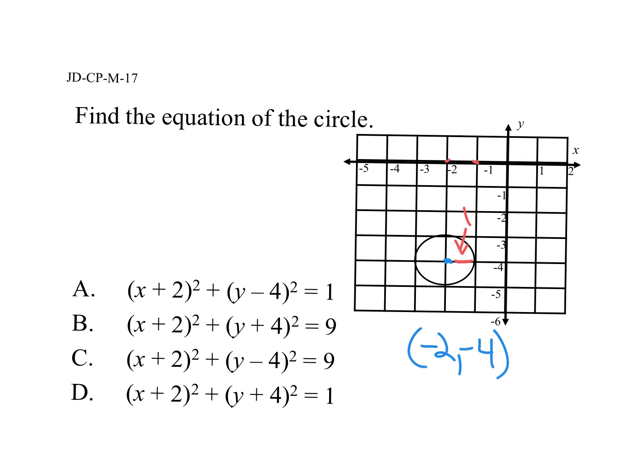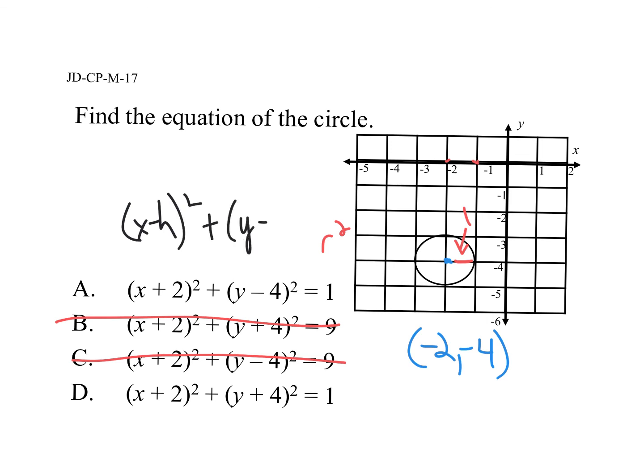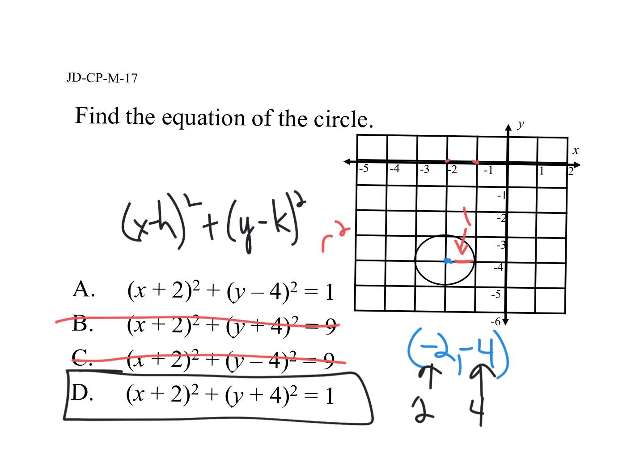So r squared should be on the right side of the equation. So 1 times 1 is 1. So that eliminates B and C. And then remember the other parts in the parentheses have to be opposite, because it's x minus h squared and y minus k squared. So opposite of negative 2 would be a plus 2. Opposite of minus 4 would be plus 4. And so that's going to be answer choice D.